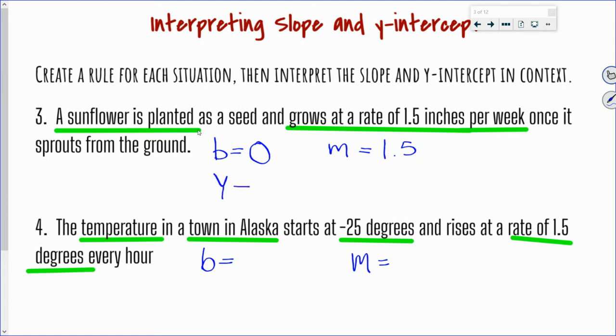Elisa, given these 2 pieces of information, can you write me a rule? Y equals 1.5x plus 0. Yeah. Or you could even write it without the 0. We don't really have to add 0 to something, do we? So I'll accept it either way. Either way would be correct.